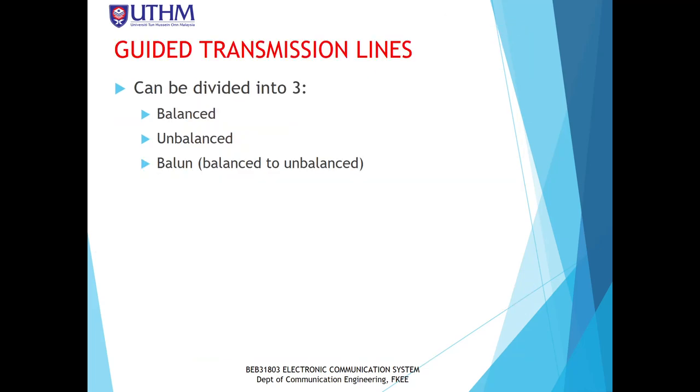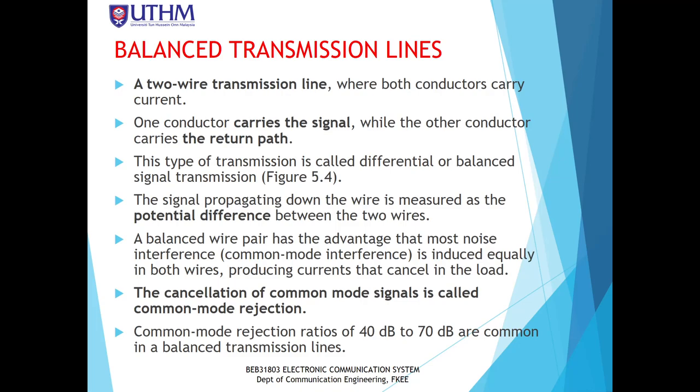And then guided transmission lines, using the transmission cable, we have balanced transmission lines, unbalanced transmission lines, and also balun, which is a hybrid combination of balanced and unbalanced. So we are talking about the wired transmission line. A balanced transmission line is a two-wire transmission line where both conductors carry currents. Dalam kes ini akan ada dua conductor yang menghubungkan antara transmitter dan juga receiver. One conductor carries the signal while the other conductor carries the return path. This kind of transmission is called differential or balanced signal transmission.